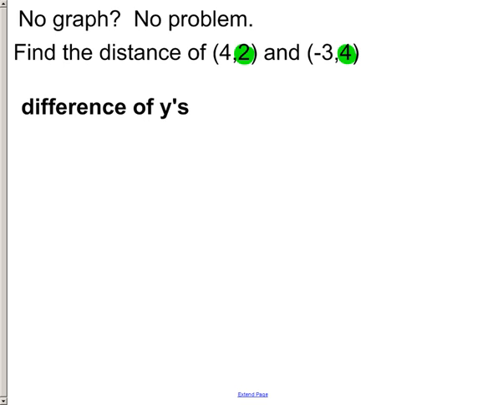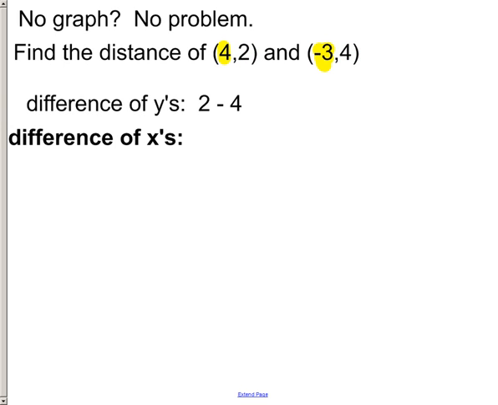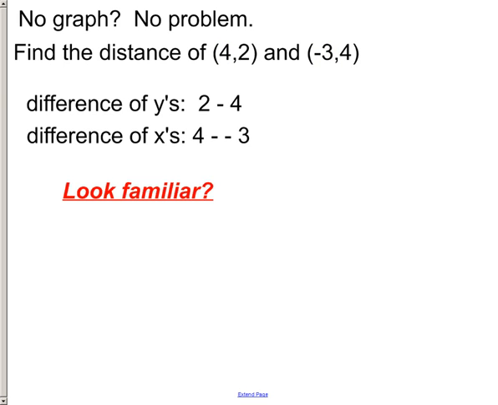So let's go find the difference of the y's. That'd be 2 minus 4. And the difference of the x's would be 4 minus negative 3. As you can see, I've got my y's on top right here, and that's very much like our y minus y. We've also got our x's right here, and that's very much like our x minus x there in the formula. Well, 2 minus 4 is negative 2. 4 minus negative 3 is 7.